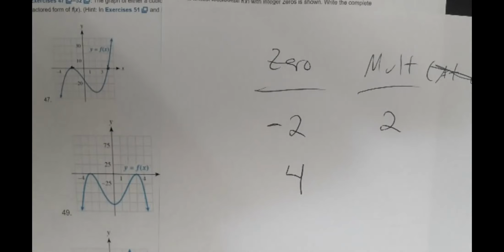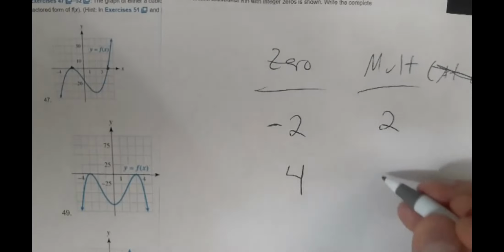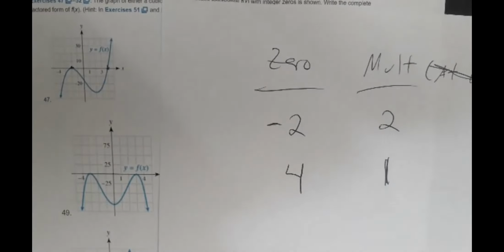And then the 4, how many times is that 4 happening? It's only one time. And so if it goes straight through, it's not doing any sort of squiggle thing about that axis. It's just once.